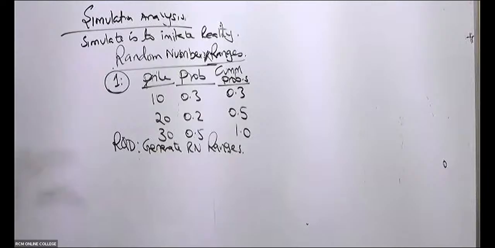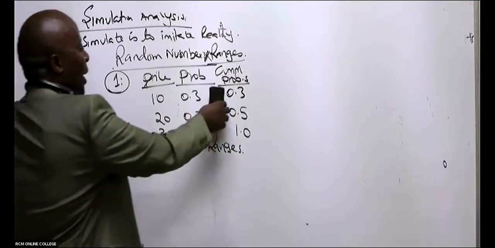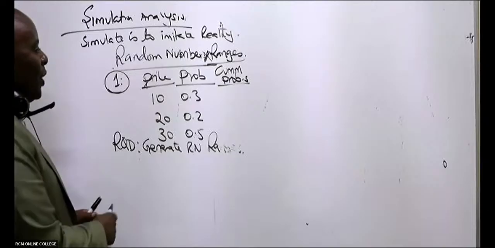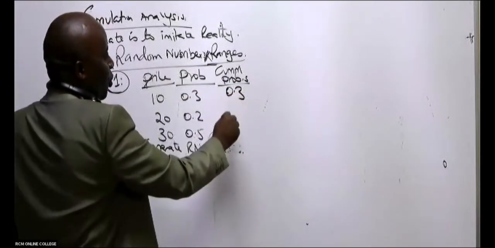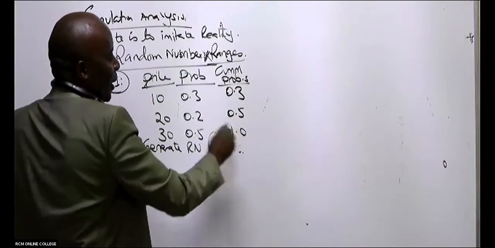So what have I done to accumulate? I've started here with 0.3 because of course the first one, nothing to be added there. So the first one, you will have here 0.3. So 0.3 plus 0.2 gives us 0.5. 0.5 plus 0.5 gives us 1.0.